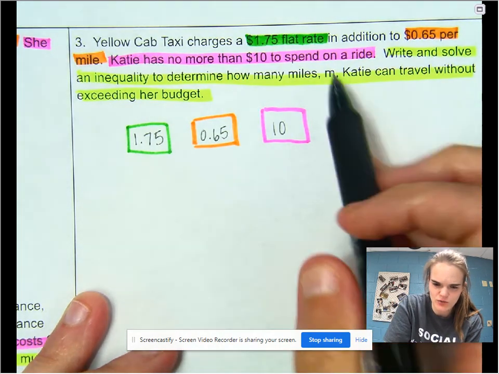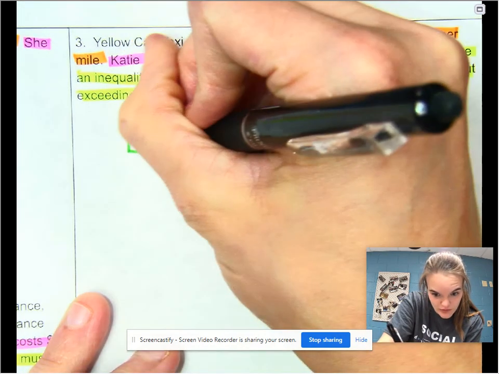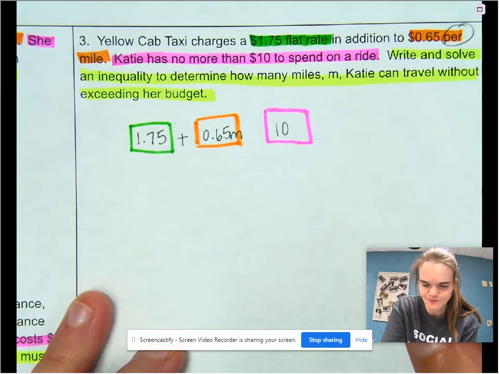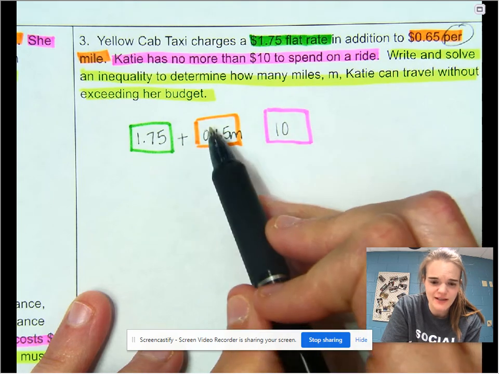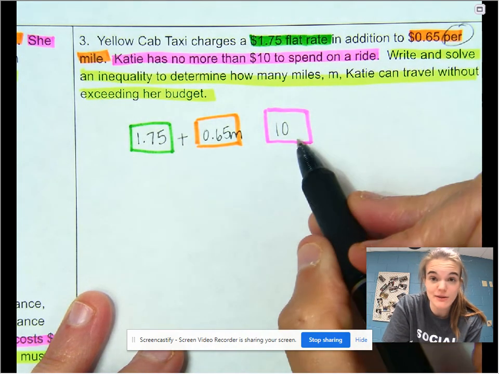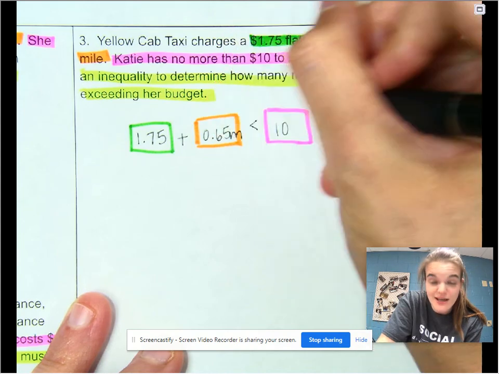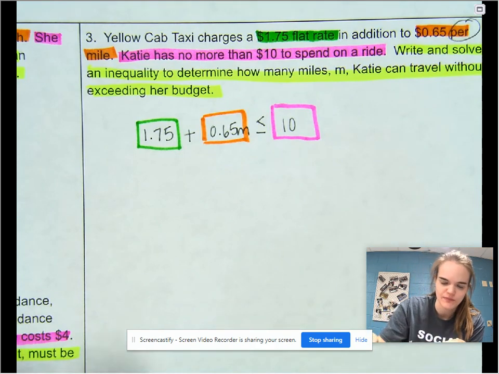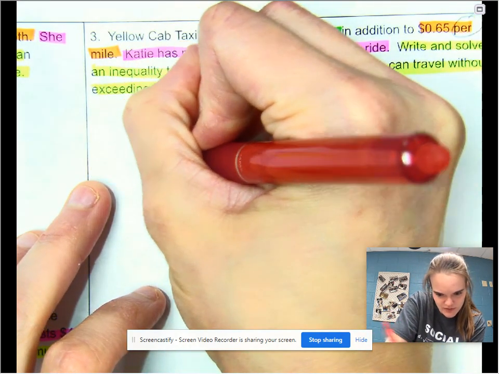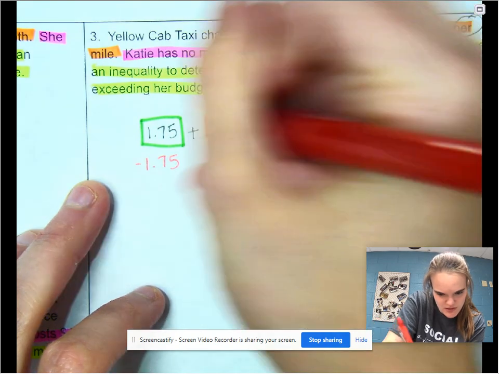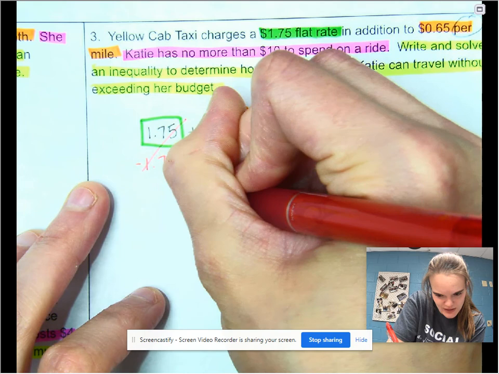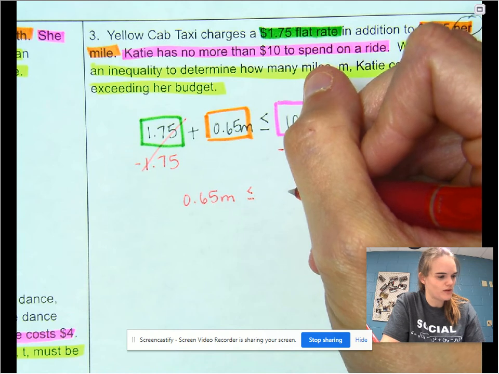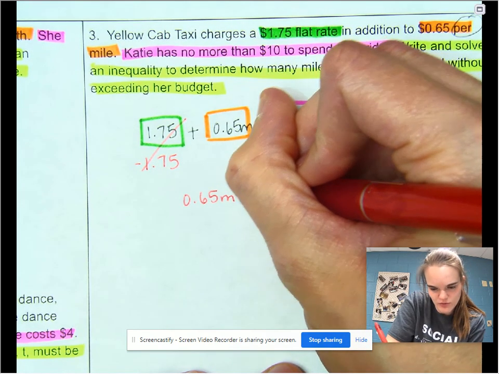That means it can't go over that. M, we got to think about where it goes. A flat rate in addition, plus, to 65 cents per, that means this gets the variable, mile. She doesn't have more. That means the cost of the ride cannot be more than 10. That means it needs to be less than. It can be equal to because she has 10, but it sure can't go over. Okay, let's solve. Subtract 1.75. 0.65M is less than or equal to 10 minus 1.75, which is 8.25.